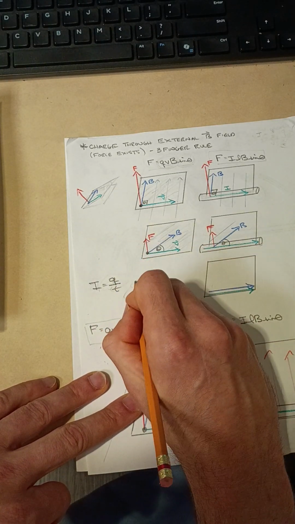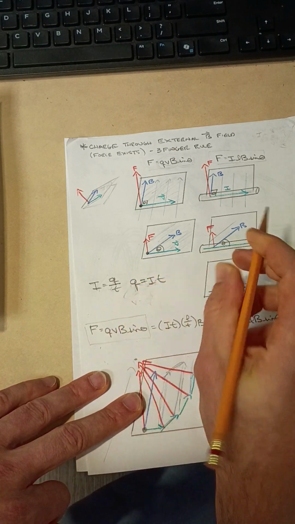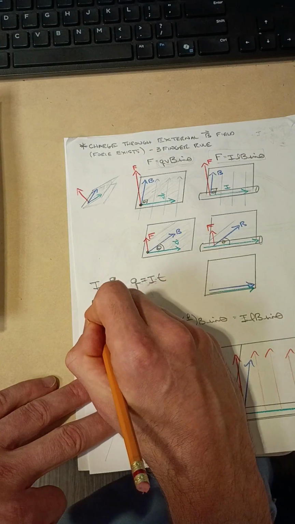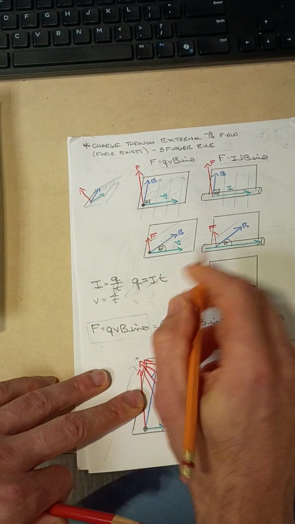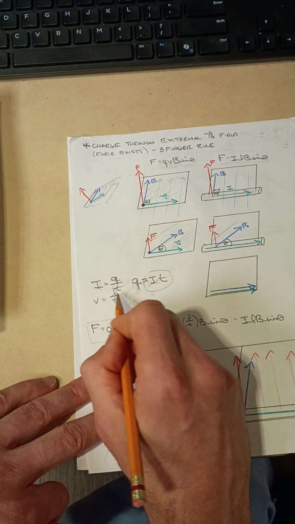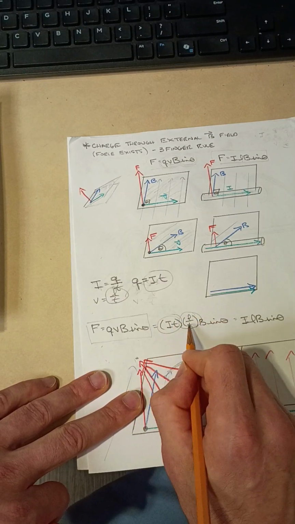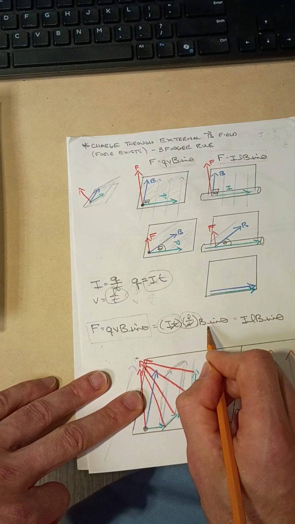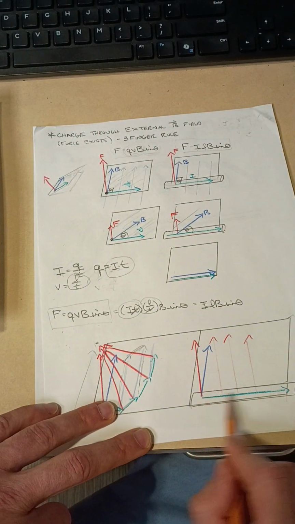All right, and so if we solve for Q, it's Q equals IT. Now, what is velocity? Velocity is distance over time, or length over time. So you have Q and V. You replace them with what they are, right? IT and L over T. So Q is IT, V is L over T, the T's cancel out. You get ILB sine theta, which is this scenario.